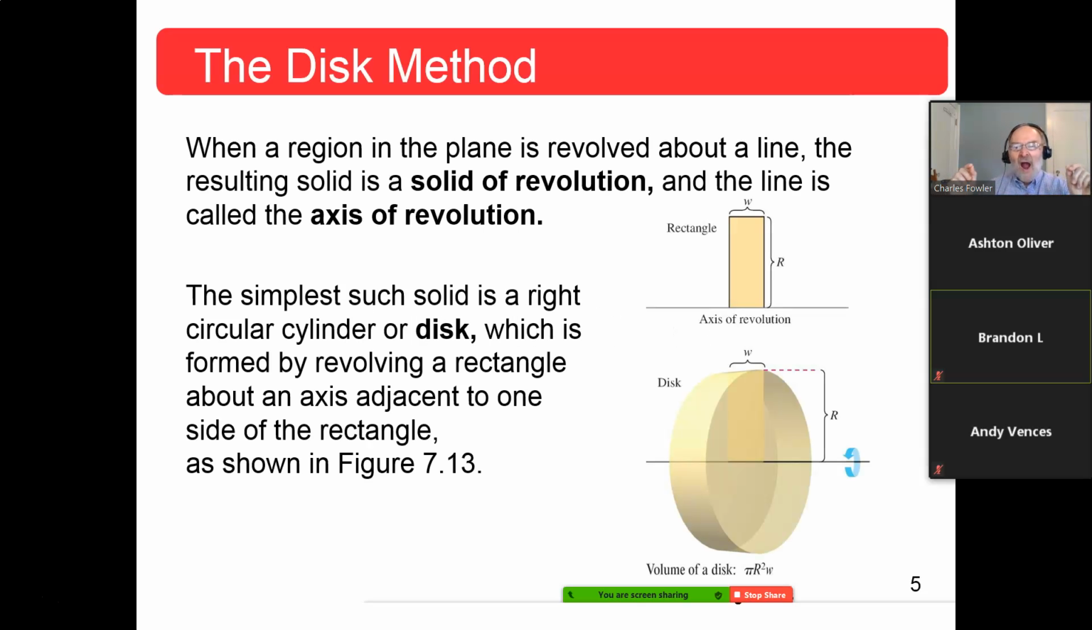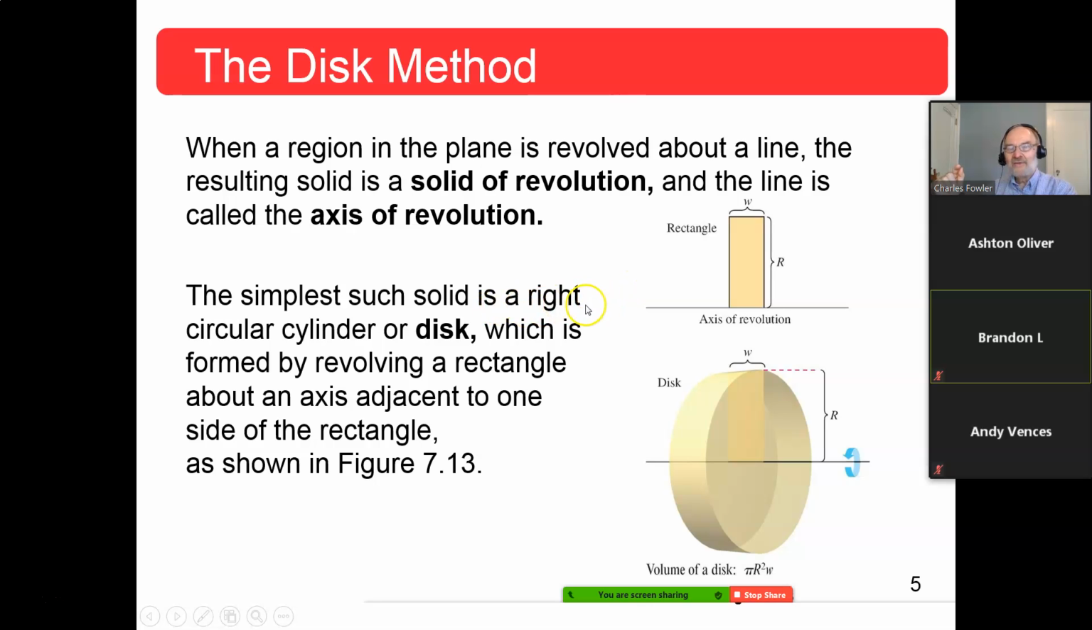When a region in the plane, a flat sheet, is revolved about a line this way or this way, the resulting solid is called the solid of revolution. So all these are going to be symmetric about some axis, vertical axis or horizontal axis. The line is called the axis of revolution. That's what you're revolving around. The simplest such solid is just a right circular cylinder or a disk.